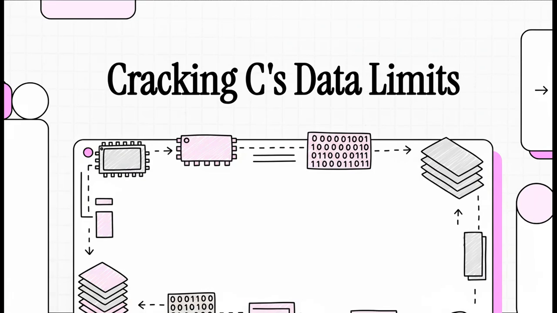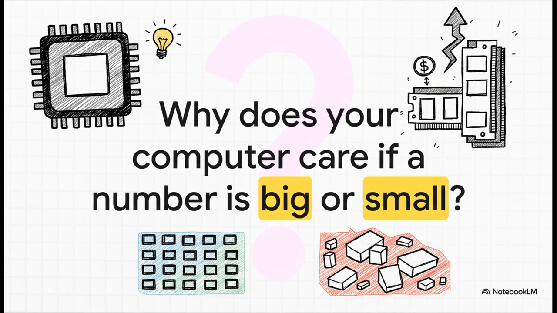All right, today we're going to crack one of the most fundamental topics in C programming, really understanding the exact limits of your data. We're going to go from the abstract code you see on your screen right down to the actual bits and bytes inside your computer's memory. But first, let's kick things off with a pretty simple question.